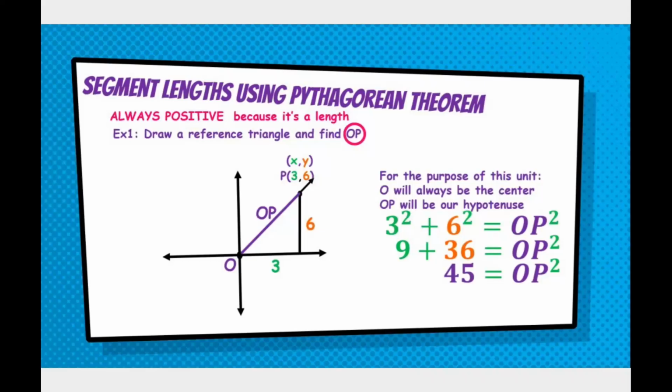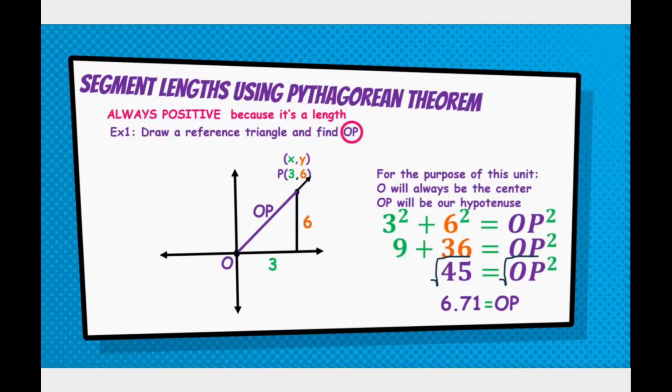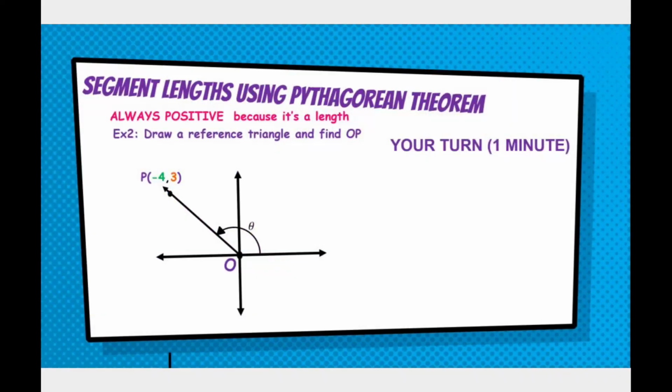Notice I labeled this OP instead of C, which is completely fine. If I take the square root of that, I'm going to type that into my calculator and get approximately 6.71 is my hypotenuse. So the square root of 45 we would call an exact answer, and 6.71 we rounded it. To get that, we just typed in the square root of 45 into our calculator. We're not going to talk too much about how to simplify square roots, but square root of 45 can be simplified. I wouldn't normally leave that on there.